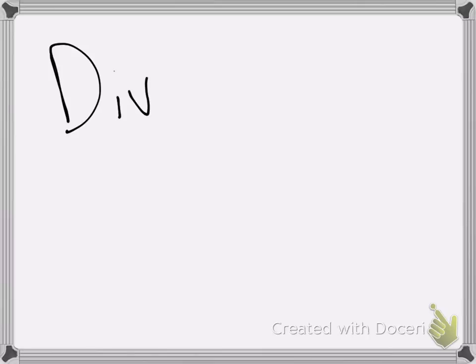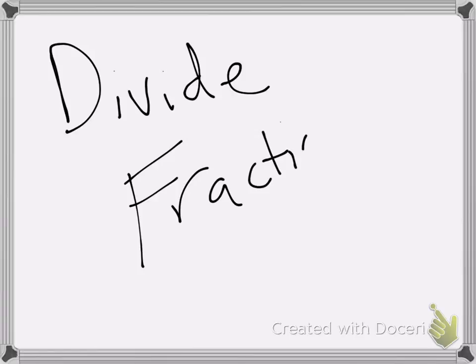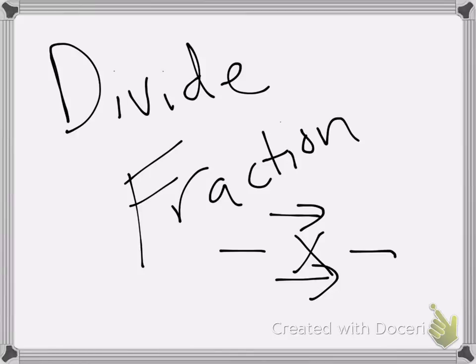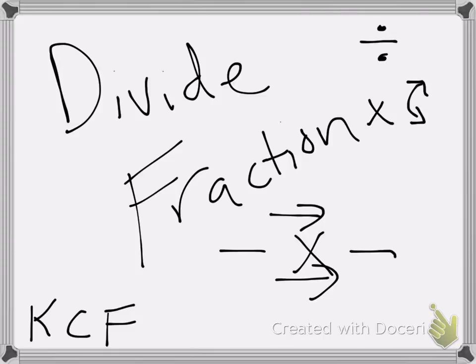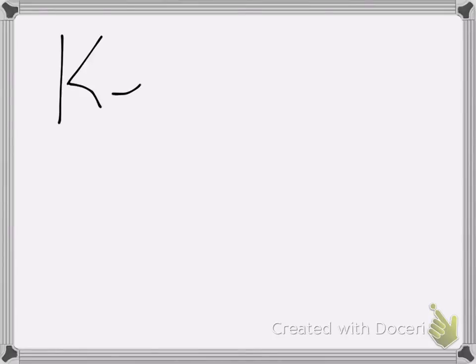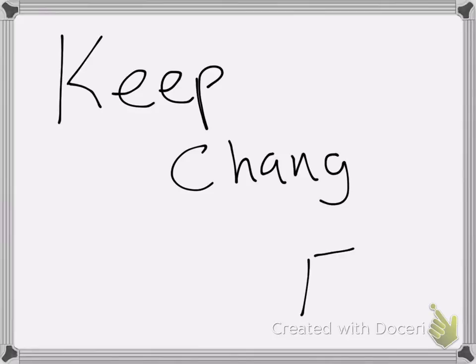Dividing fractions. That's what this was about. Dividing fractions is what this was about. If you know the rules for multiplying fractions, which is straight across, and you can change your division sign to multiplication, so multiply by the reciprocal, or keep, change, flip.